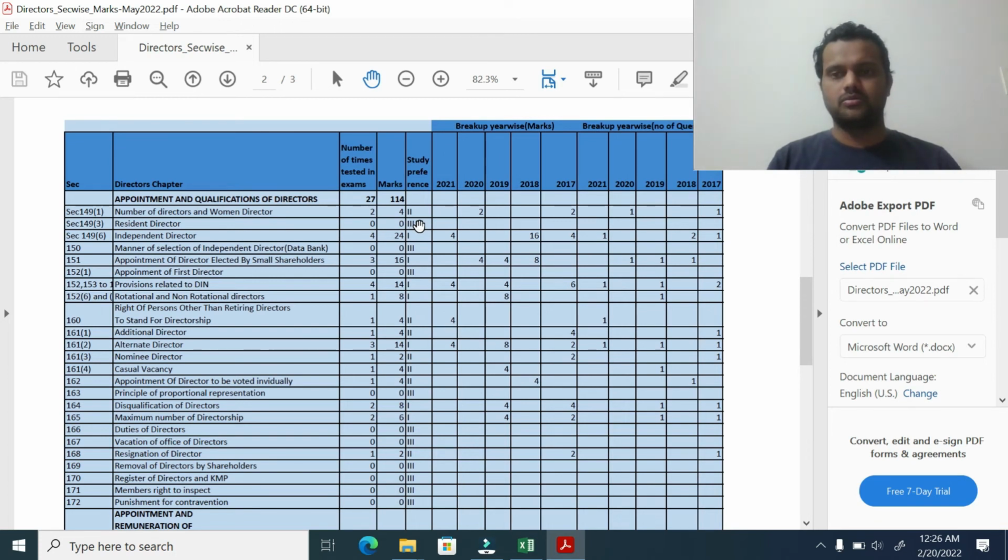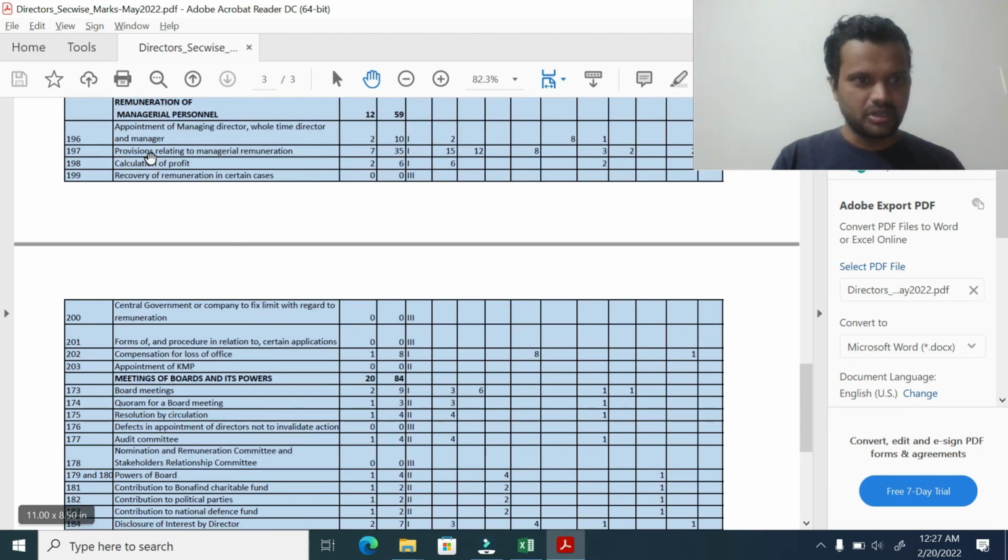Now, what do you get from this distribution? Like independent director, you need to do at least 3 revisions because it is most important. And number of directors and woman director, you need to do at least 2 revisions. It is second most important. And resident director, you can do 1 revision, so it is a little less important compared with the others. That is the objective of creating this spreadsheet. And this was created for each section. If you see the sequence level, all the sections are there.